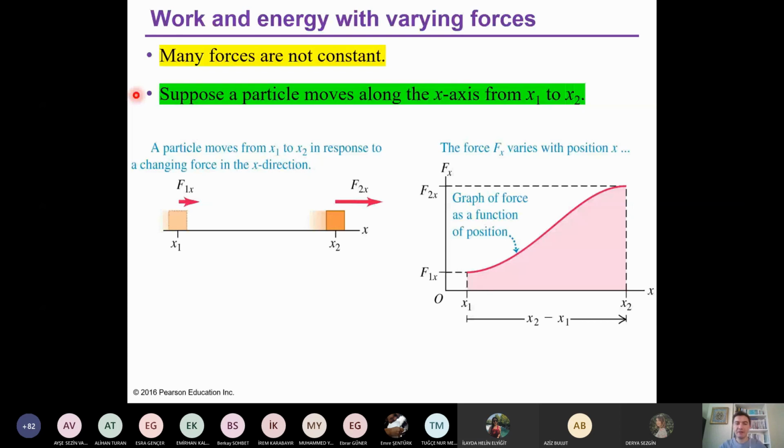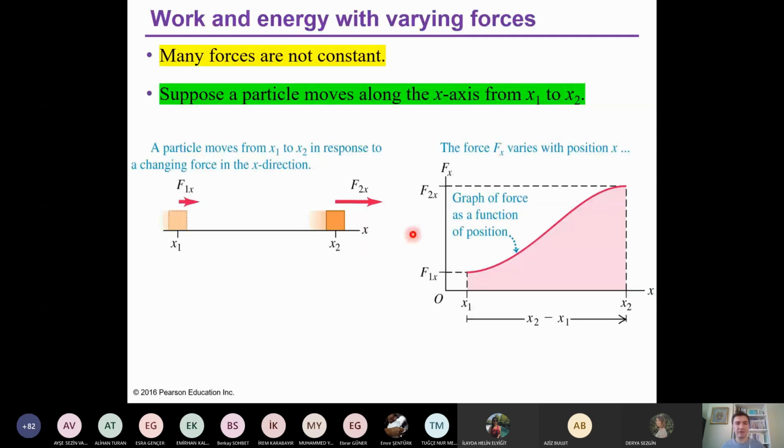Good morning, everybody. During the last lecture, we discussed work, energy, and forces, but we discussed the work for constant forces. Today, we will continue with work and energy with varying forces. So the force will not be constant. And I will also give you some examples of non-constant forces.